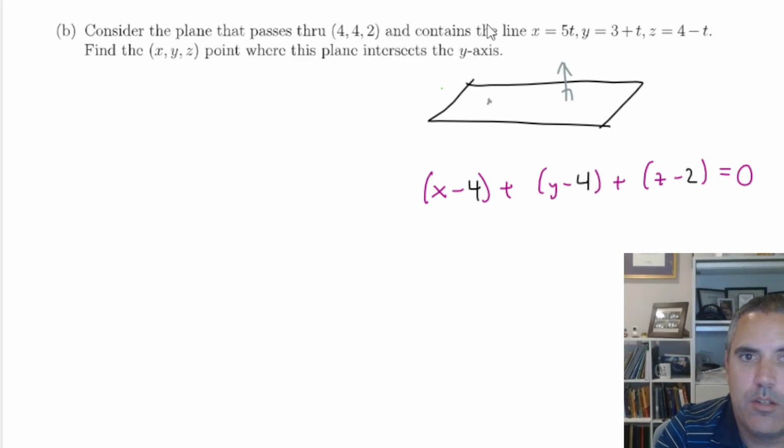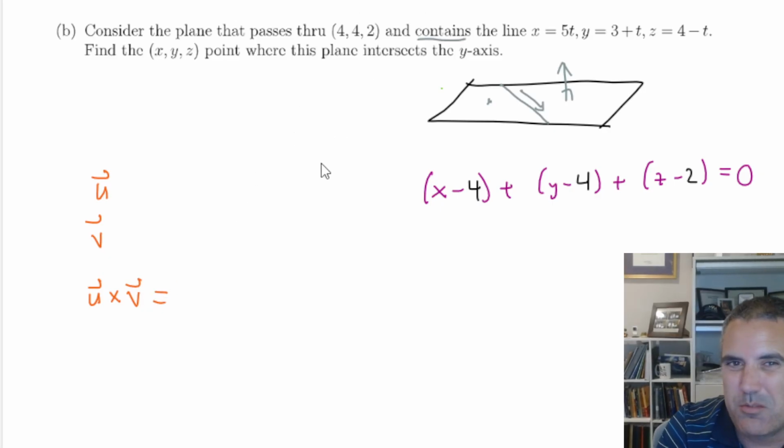The key word here is that it contains this line. So this line is on here. And that means I can actually extract a few things. But the strategy now becomes find 2 vectors that are parallel to my desired plane and do their cross product, and then we will be done. So that now is the strategy. So my thought would be, well, I already have a vector that is parallel to the desired plane, and that's this vector 5, 1, -1, because that line is on the plane.